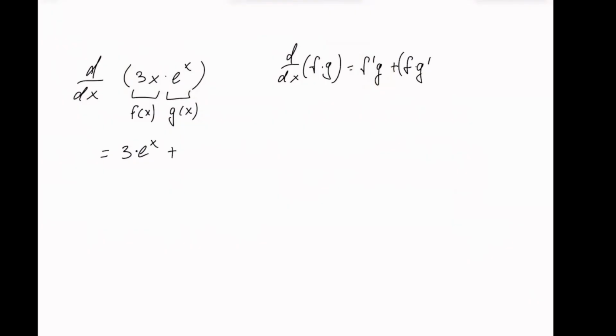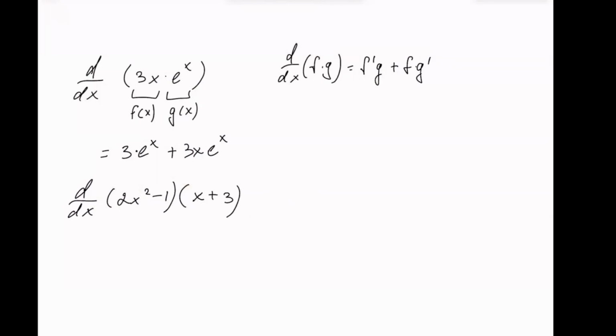Now plus, now we need to rewrite f without changing anything and times the derivative of g. So f is 3x times the derivative of g, which is the derivative of e to the x, is again e to the x, because this is the derivative, it doesn't change. So this is what we will have for the derivative of 3x times e to the x. Now let's look at the next example, d dx of 2x squared minus 1 times x plus 3.